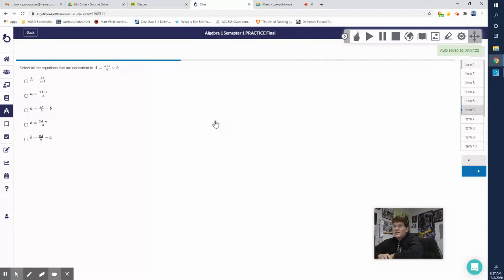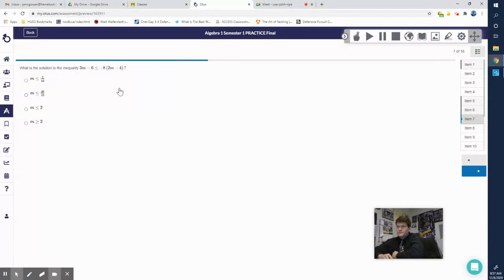Number six. Ooh, this one's getting a little tricky here, guys, but you have a literal equation. An equation with a bunch of letters. We got to solve for H. We got to get this H all by itself, or we got to get the A all by itself, or we got to get the B by itself. It's going to be multiple options here. It could be one of them. It could be three of them. It could be all five of them. That's up to you to decide. See what you could do there on number six.